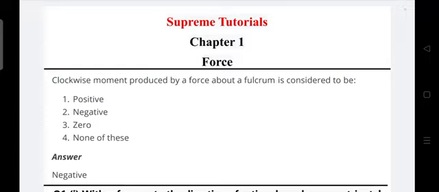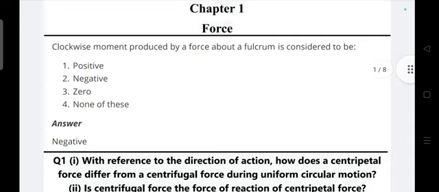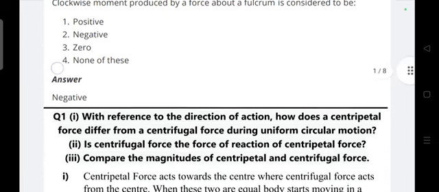So this is class 10 ICSE board physics chapter 1, Force. Important questions, previous year important questions that have been asked in your question paper. Multiple choice question: clockwise movement produced by the force about the fulcrum is considered to be a, answer is negative. If it is clockwise then it is negative, if it is anti-clockwise then it will be positive.